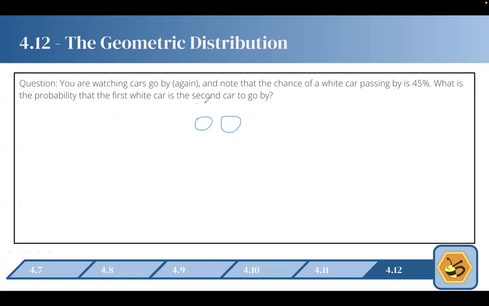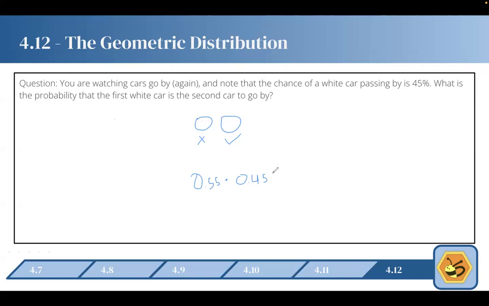But of course, we're looking at the second car here. So all we need to do is say, well, the first one's going to be not white, and the second one would need to be white then, right? So at that point, we know the probability of this one not being white is 0.55, and this one being white is 0.45, right? And because they are independent of each other, we can just simply multiply them together, and that would be our answer, right? It's a lot easier than binomial, hopefully.